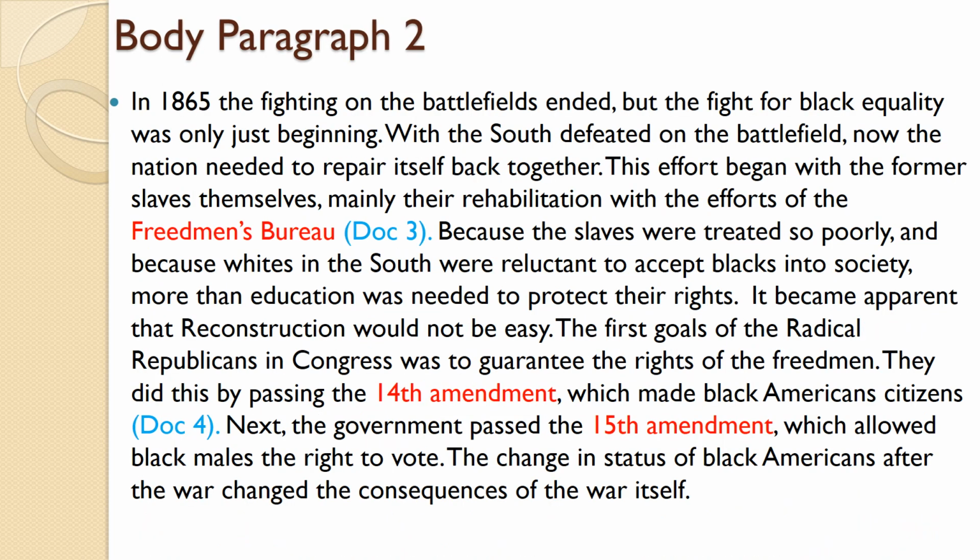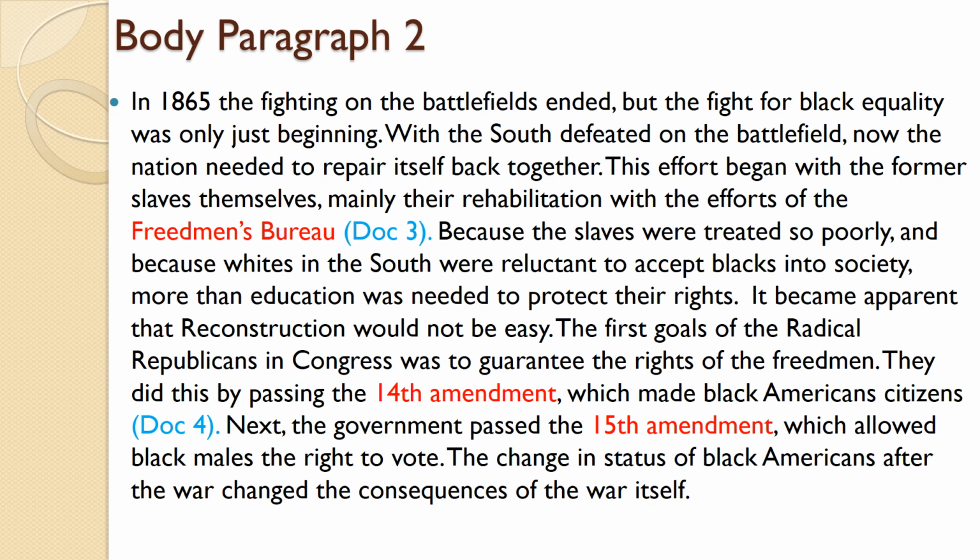Now, my second body paragraph, we're going to talk about what happens when the war is over. In 1865, the fighting on the battlefields ended, but the fight for black equality was only just beginning. With the South defeated on the battlefield, now the nation needed to repair itself back together. This effort began with the former slaves themselves, mainly their rehabilitation with the efforts of the Freedmen's Bureau. Because the slaves were treated so poorly, and because whites in the South were reluctant to accept blacks into society, more than education was needed to protect their rights. It became apparent that Reconstruction would not be easy.